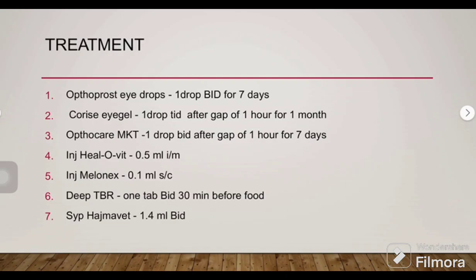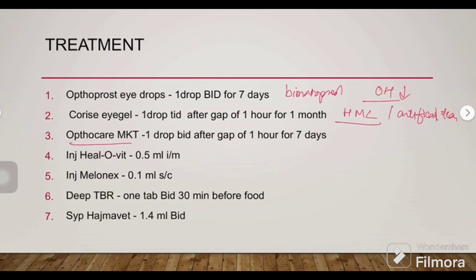So we provided a treatment plan for this pup. We advised Orthoprost eye drops, 1 drop BID for 7 days. It consists of bimatoprost, which reduces ocular hypertension. We advised Cory's eye gel, 1 drop TID after a 1 hour gap for 1 month, which consists of hydroxypropyl methylcellulose. Also, we advised Optocare MKT, which consists of moxifloxacin and ketorolac tromethamine, an antibiotic moxifloxacin and an NSAID ketorolac.